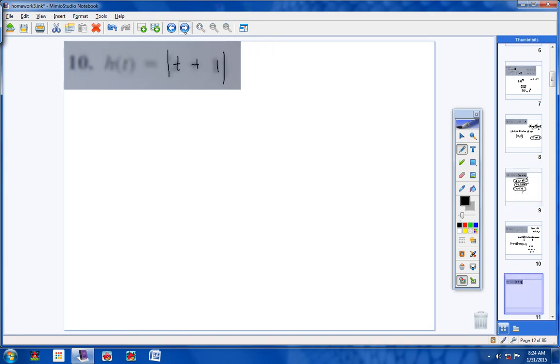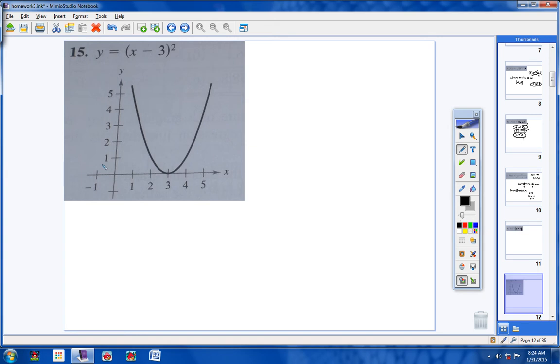Okay, moving on to numbers 15 through 18. Use the vertical line test to determine whether y is a function of x. So here we go. Is there anywhere at all that you can draw a vertical line that intercepts the graph in more than one place? No, there's not. So the answer is, I better not put the word no, I'm going to confuse you. The answer is yes, it is a function. Every vertical line you draw will intersect the graph in one place.